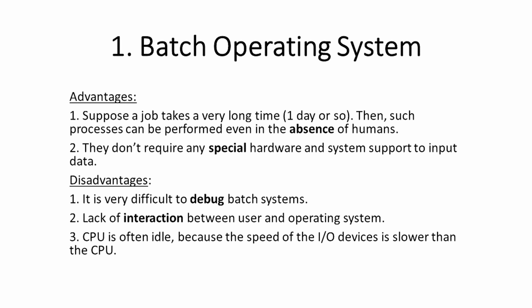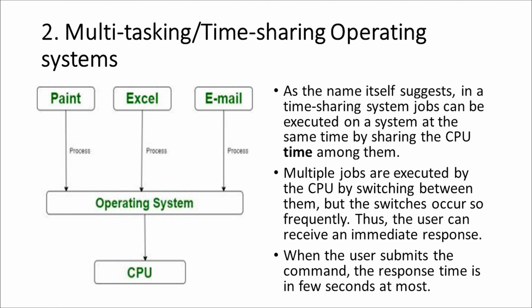We will see the advantages and disadvantages of batch operating systems. The advantage is, suppose a job takes a very long time, that is one day or more than one day, then such a process can be performed even in the absence of humans. The second one is, they do not require any special hardware and system support to input data. The disadvantages: it is very difficult to debug. The second one is lack of interaction between the user and the operating system. And the third one is the CPU is often idle because the speed of the IO device is slower than that of the CPU.